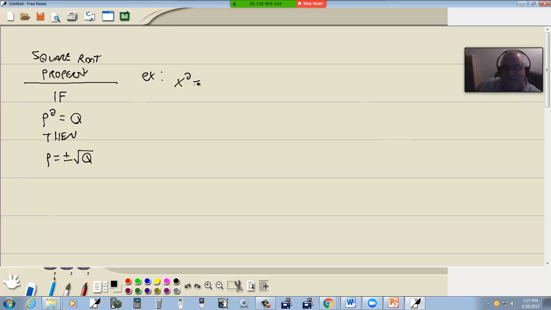For example, if I have x squared is equal to 25. Well, this property says that the entire left side has to be squared. Well, the entire left side is squared. Then we're going to drop the squared, and you always put a plus or minus square root on the other side. Now, plus or minus doesn't mean you get to choose one or the other. You have to put that entire symbol.